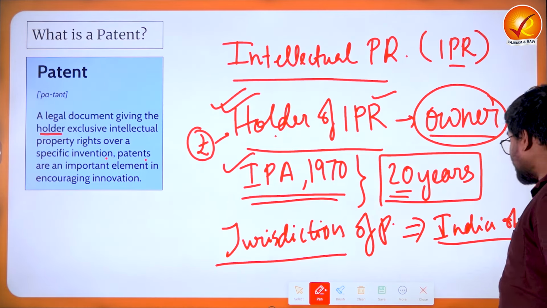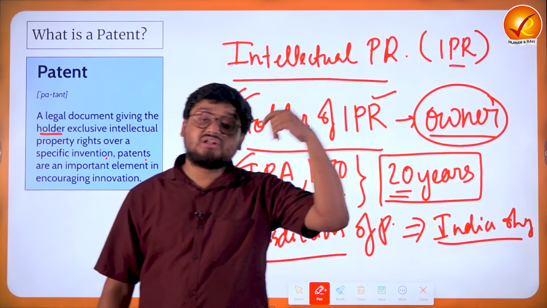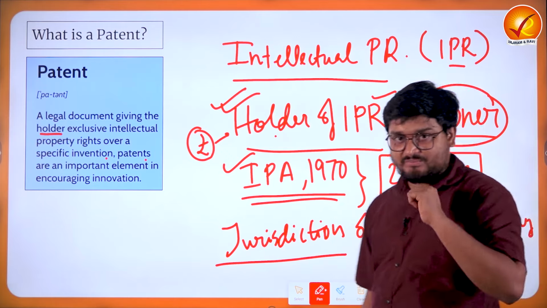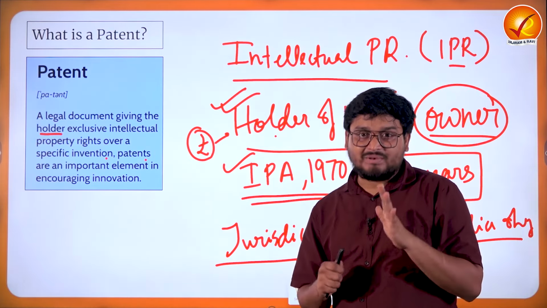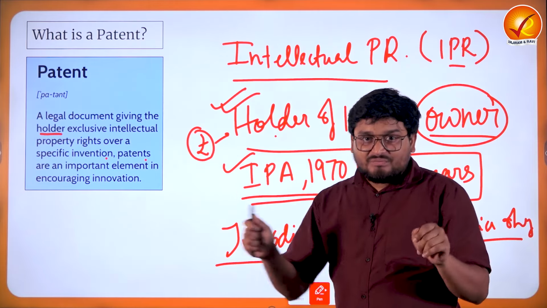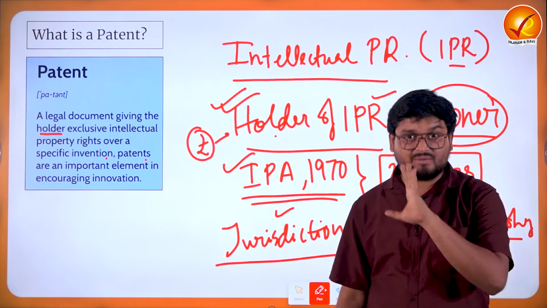It will not be valid in the US, it will not be valid in the UK, where you have to separately file applications to the US body of patent, to the EU body of the patent offices, then you will be getting the patent in those countries. So the jurisdiction is a very important part that you all have to remember for your prelims.